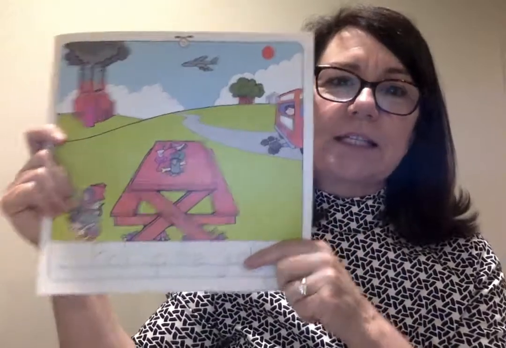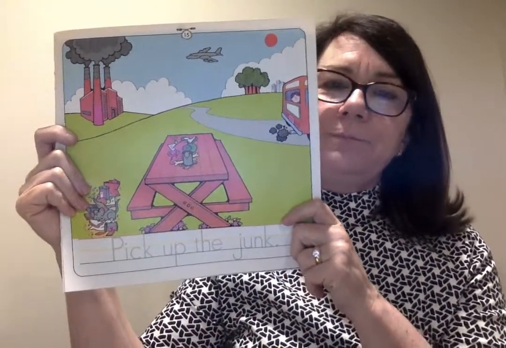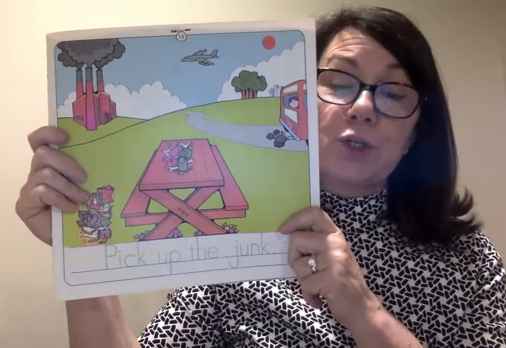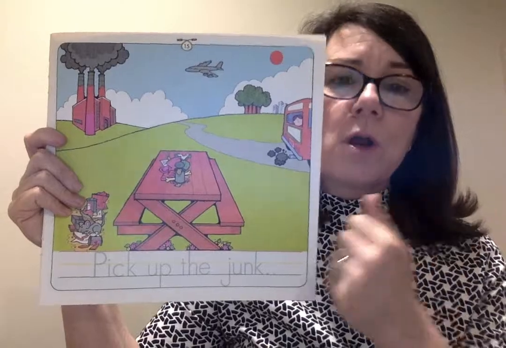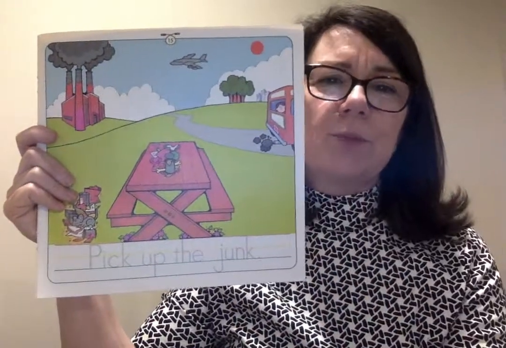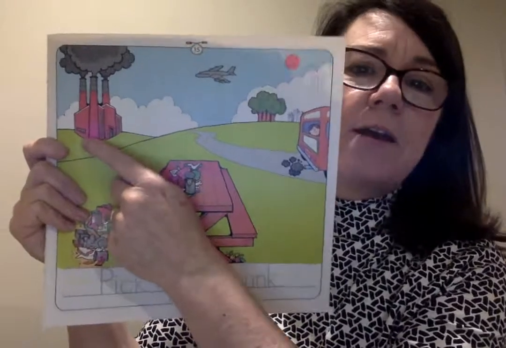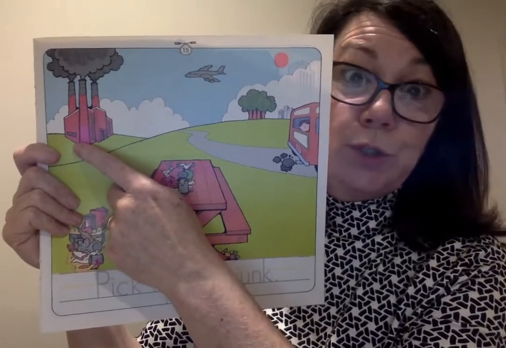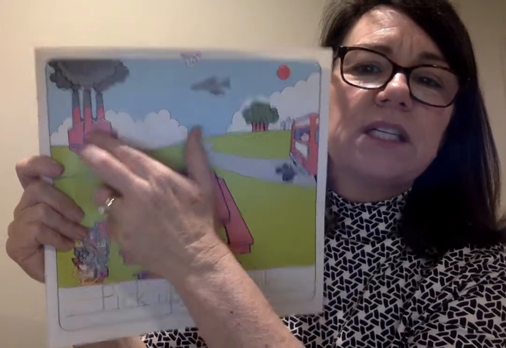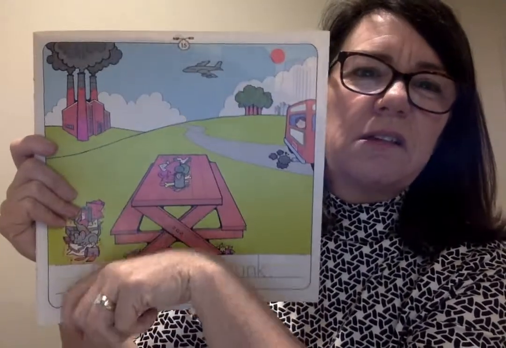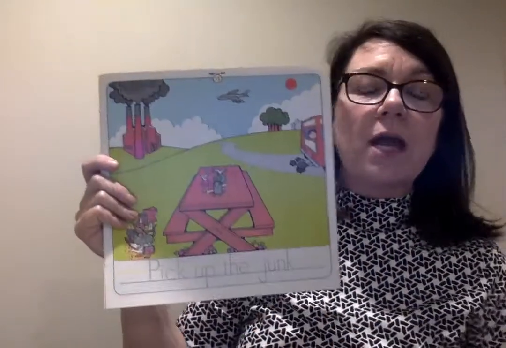So we're going to talk about some of the things that have caused pollution in our picnic area. Remember the three types of pollution we talked about? We talked about air, land, and water. We're going to be looking here and see some of the problems in our illustration. First one I noticed is this big factory. Factories produce things. They make material. And a lot of times when they make material, they create a lot of smoke and smog up in the air. And so this is air pollution.